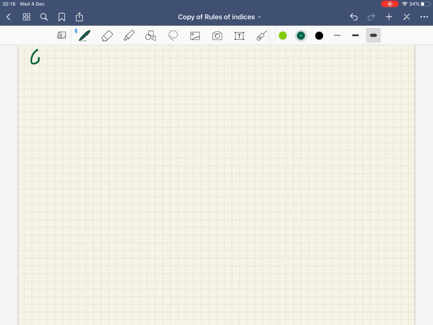Okay, 6th rule, almost there. This one, if I have something with a negative power, I can rewrite that as 1 over that thing with the same numerical value of a power, but I basically just lose that negative sign.